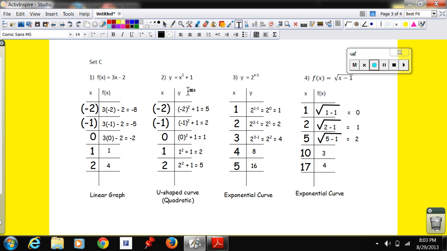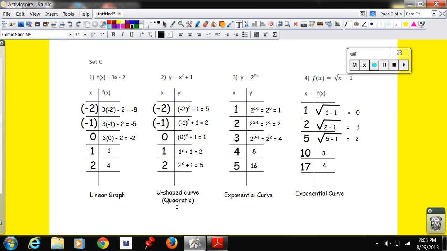Number 2 is another U-shaped curve, another quadratic because it has an x squared in it. Negative 2 squared is 4, plus 1 is 5, negative 1 squared is 1, plus 1 is 2, 0 squared is 0, plus 1 is 1. Make sure this is all on your paper, and then you're going to get back up to 2 and back up to 5. So it's going to be another U-shaped curve.